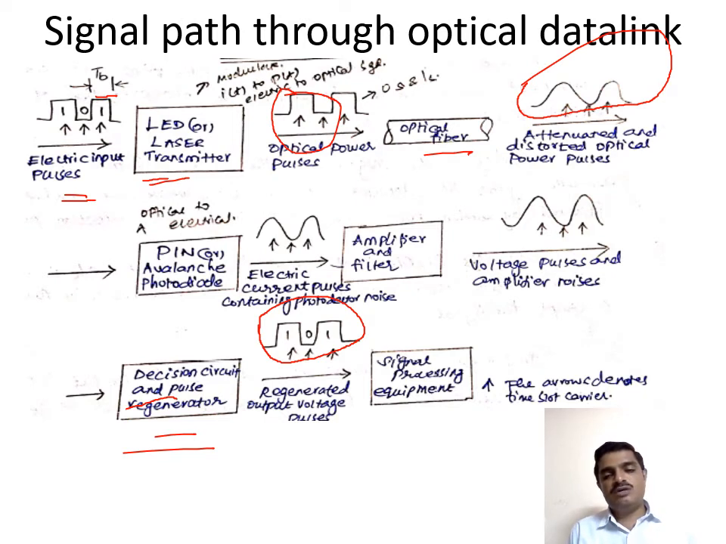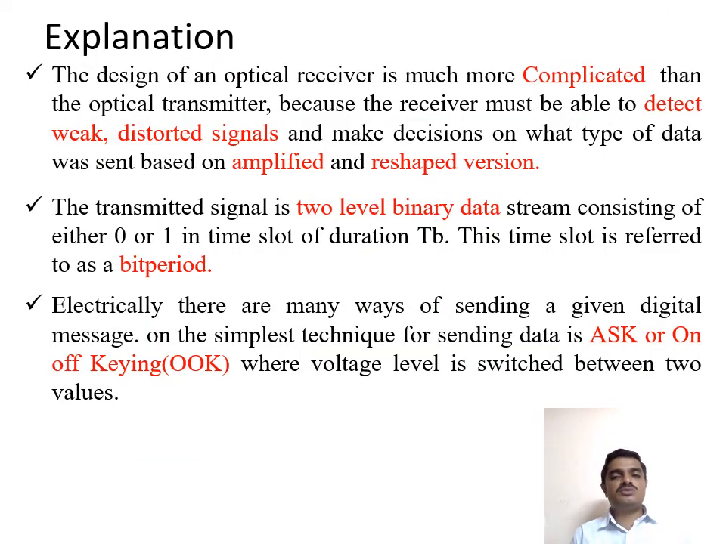Then we use signal processing equipment. By using some appropriate algorithms and equations, we can get the outcome. Explanation: this theory also explains what we used in our previous topics.